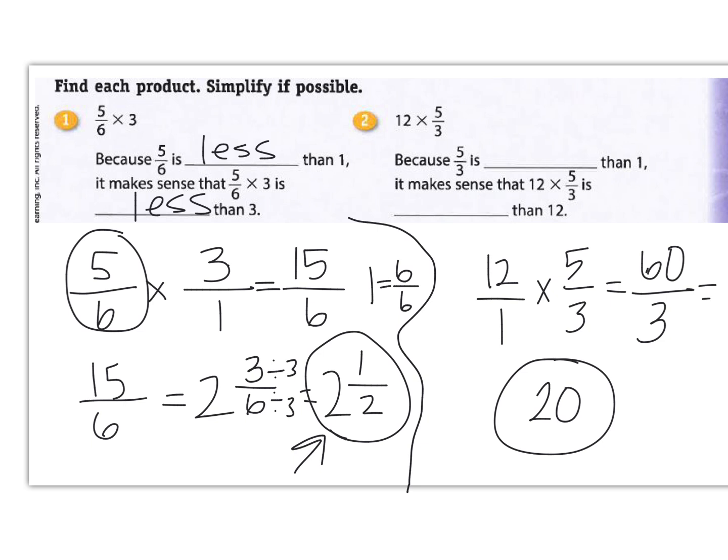So because 5/3 is greater than 1, remember it's greater than 1 because 1 equals 3/3. So we can see 5/3 is greater than 3/3. So that means that it makes sense that 12 times 5/3 is greater than the whole number 12.